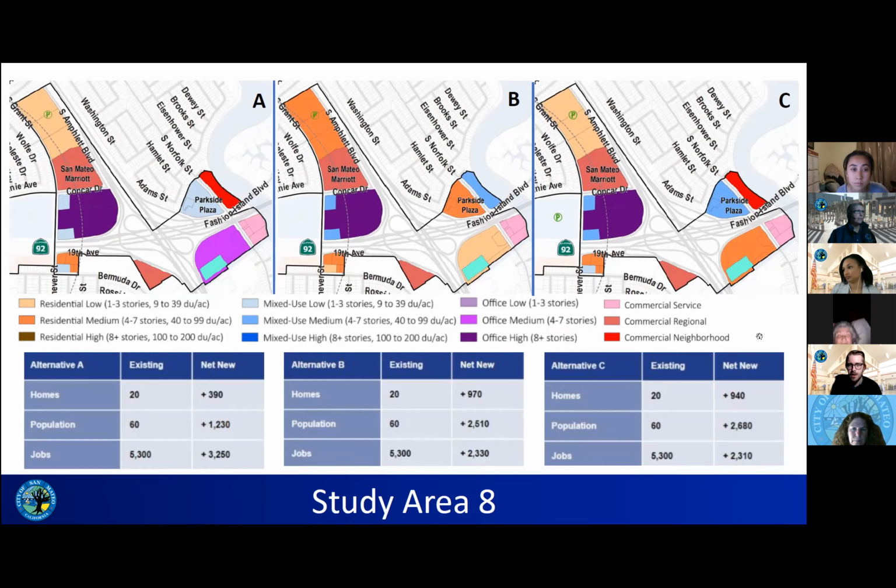There are a couple of other ones as well. And you'll also notice that, at least for this study area, alternatives B and C have very similar increases in population and homes. It's more a matter of where the residential space is concentrated. So you'll see Parkside Plaza has residential medium in alternative B, but it's a mixed use designation in C. And then that larger parcel south of 92 is residential low in B and then residential medium in C. So it's sort of shifting around where the residential is located in the study area, but B and C, at least in study area 8, have very similar outcomes in terms of additional housing units and population.